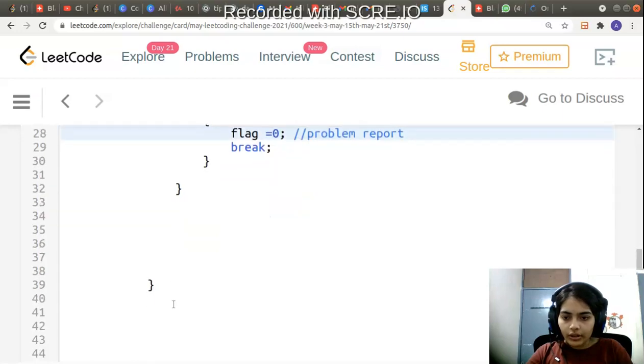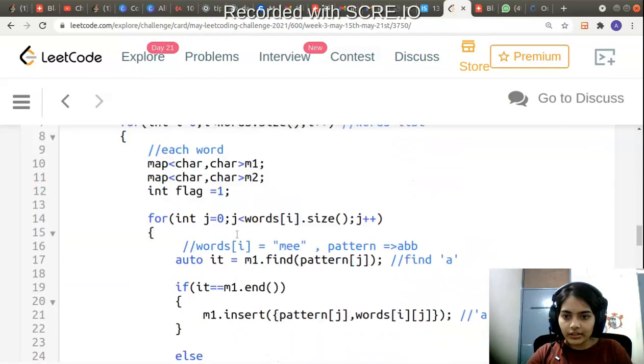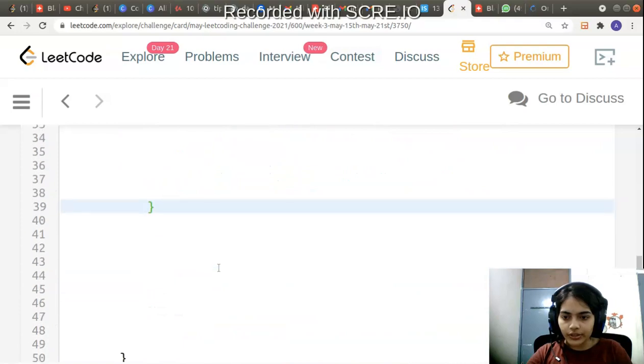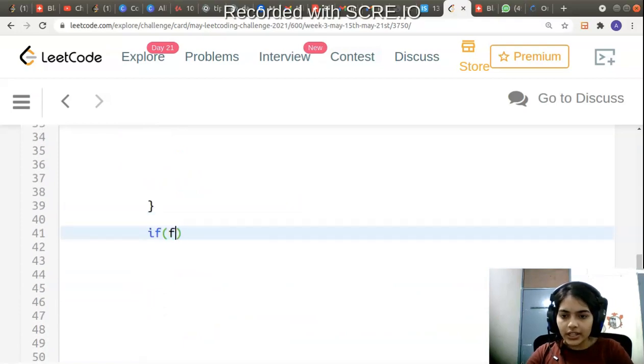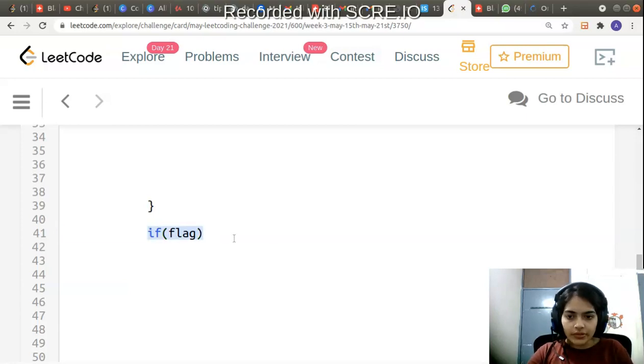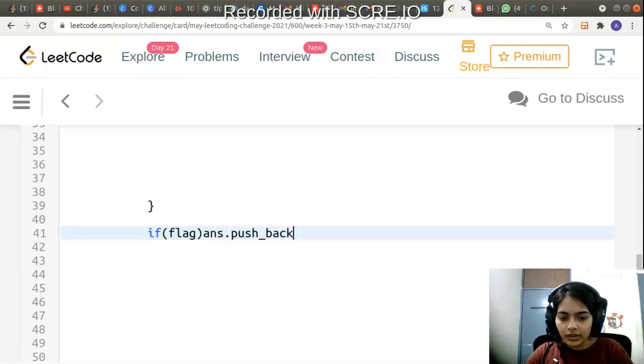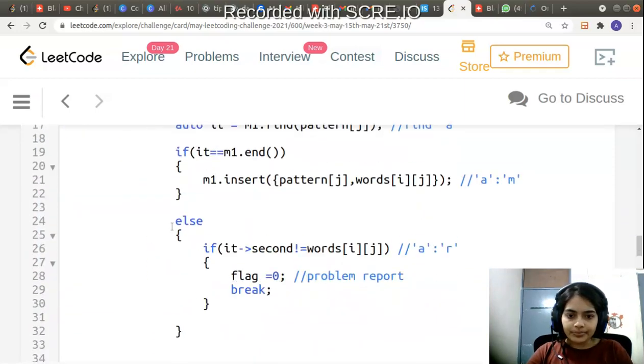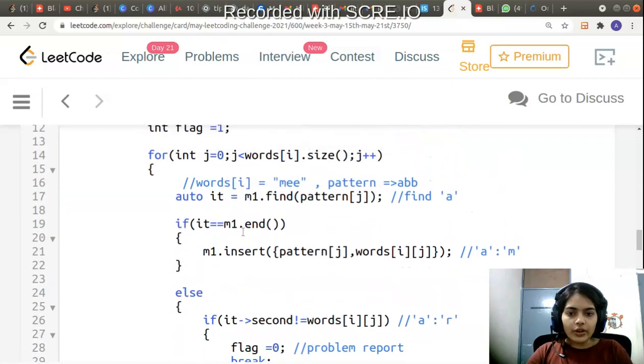So how do we know? In the end, after this for loop has finished, we will check if flag is 1 or not. If flag is 1, it is fine, but if flag is 0, it is not fine, we have to report a problem. So if flag is 1, in that case only we will push back the word in our answer, otherwise we will not push back. That is how we are going to check. Now, this was for map 1.